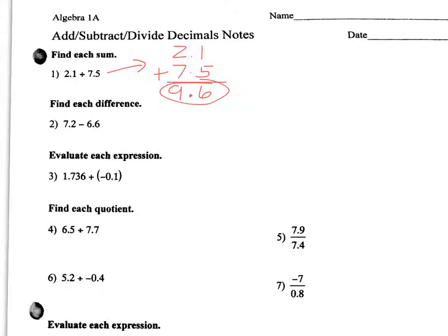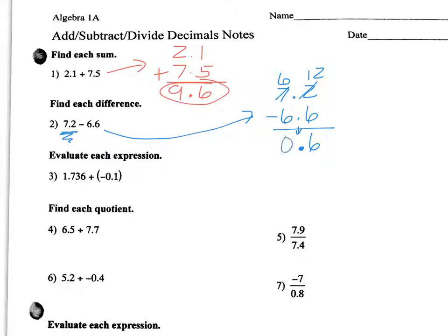Same thing when you're subtracting. So just over here, 7.2. The first one has to go on top, minus 6.6. Again, my decimals have to line up here. And then we subtract, so here you have to borrow. That becomes 12. 12 minus 6 is 6. You bring that decimal straight down. 6 minus 6 is 0, and you get 0.6.